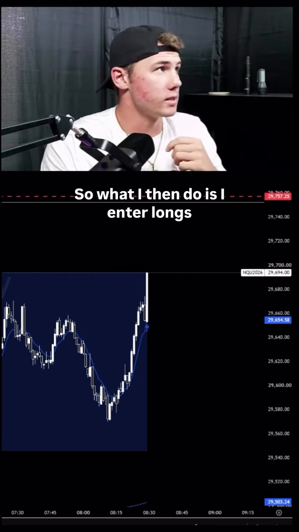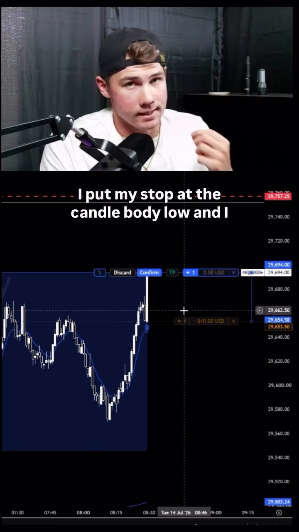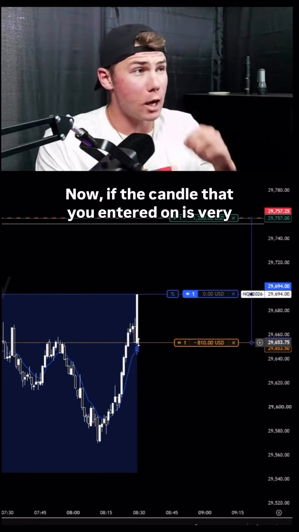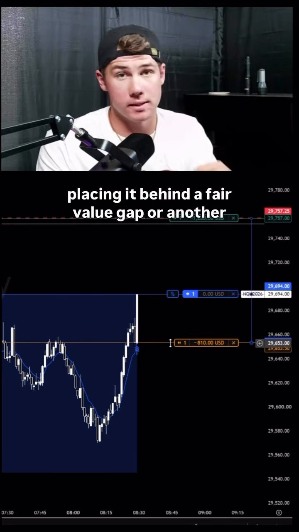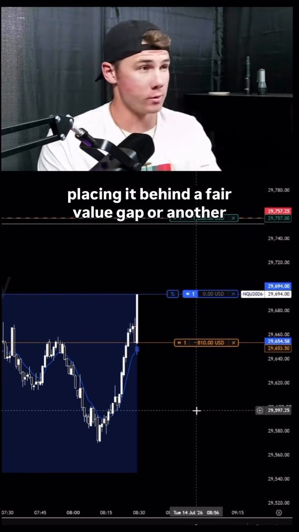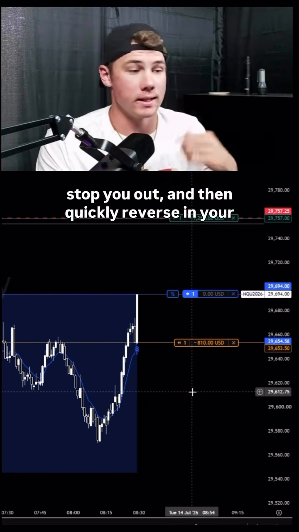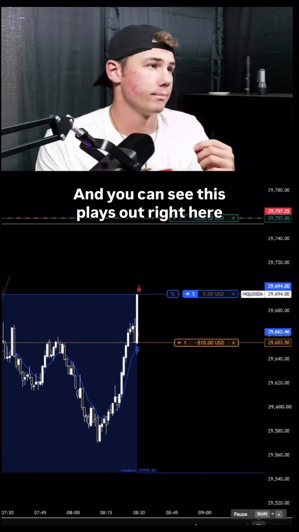So what I then do is I enter longs, I put my stop at the candle body low, and I target the draw on liquidity, just like that. Now, if the candle that you entered on is very small, I recommend dragging your stop and placing it behind a fair value gap or another sort of PD array. You don't want price to accidentally fill you, stop you out, and then quickly reverse in your direction.